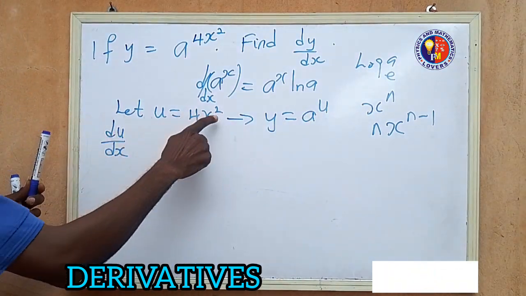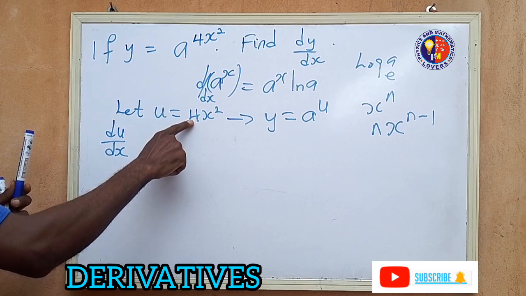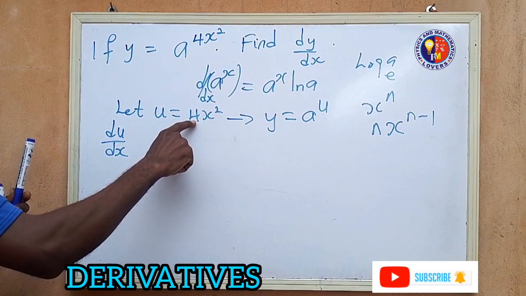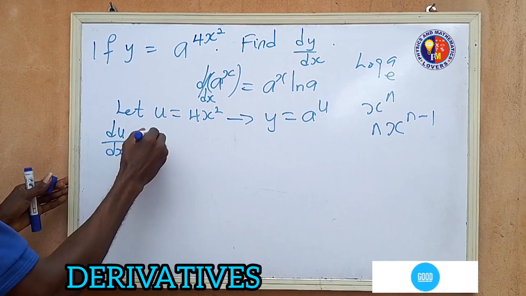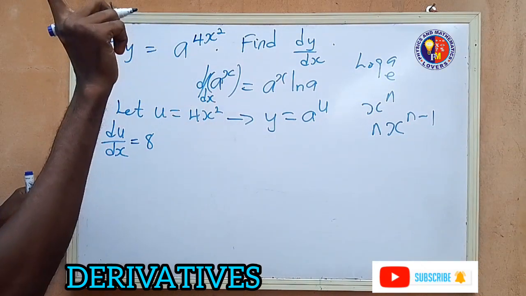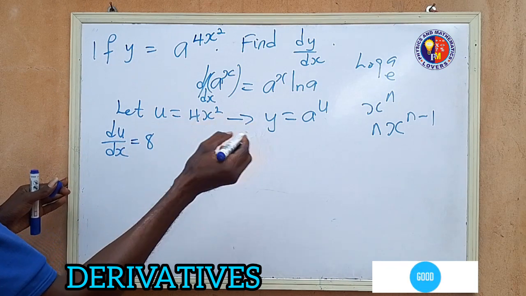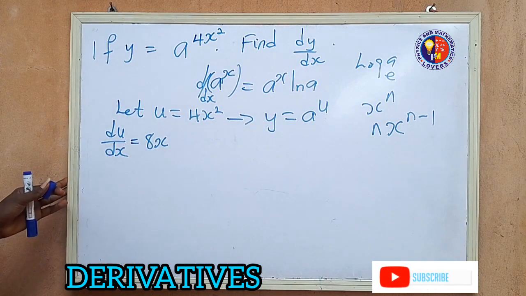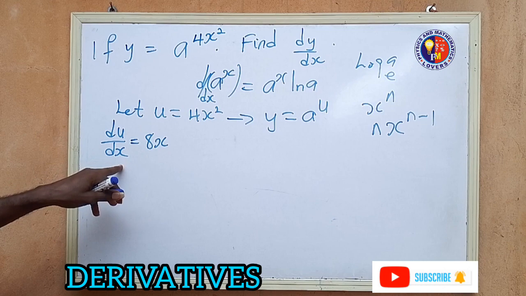It means that we multiply the 2 here by whatever we have here. 2 times 4 will give me 8. Then I take 1 away from the 2 that I have, so I'm going to have x raised to the power 1, which is x. That's for du/dx.